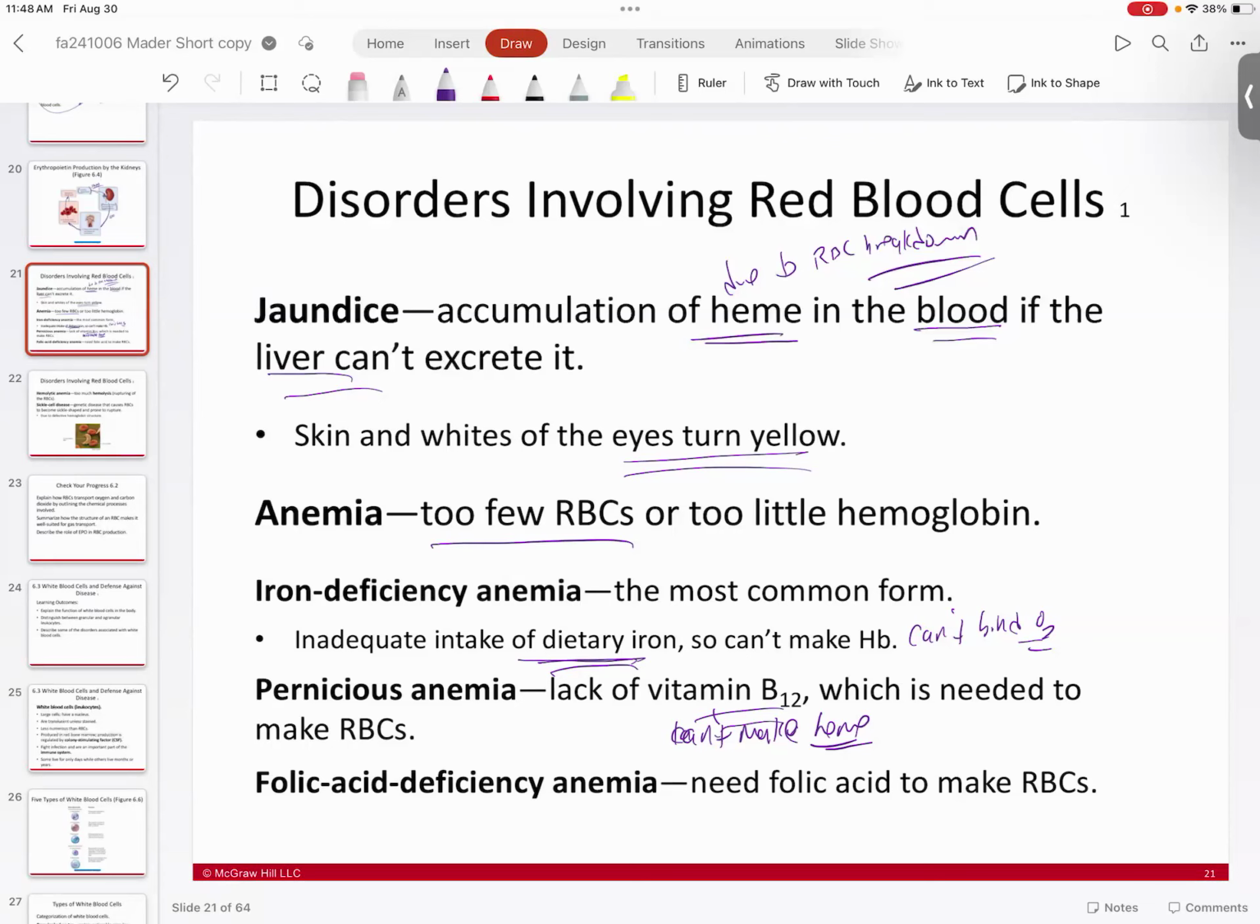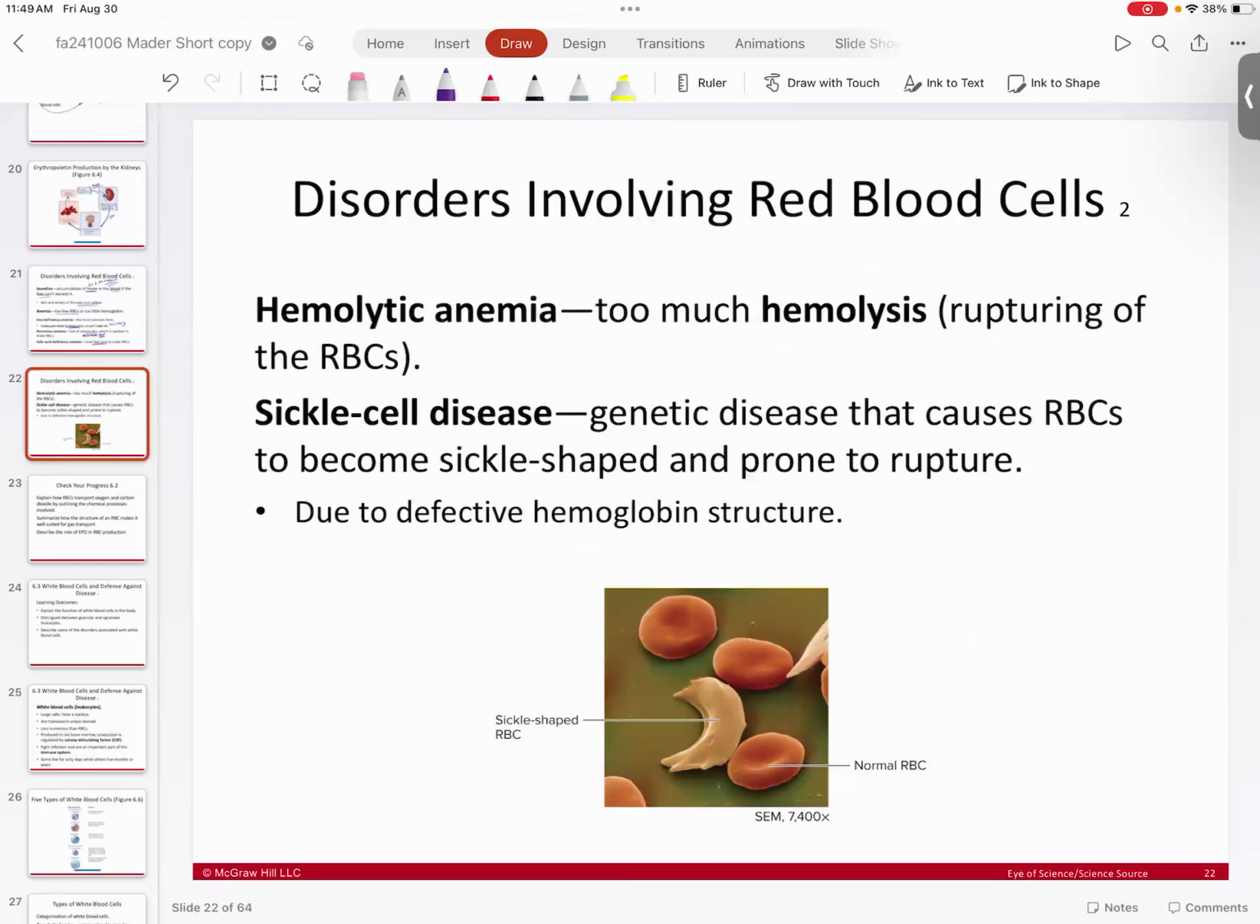oxygen. Folic acid deficiency, basically folic acid, which is another vitamin that's involved. It's another B complex vitamin that's also involved in heme production. So you won't be able to make any heme.